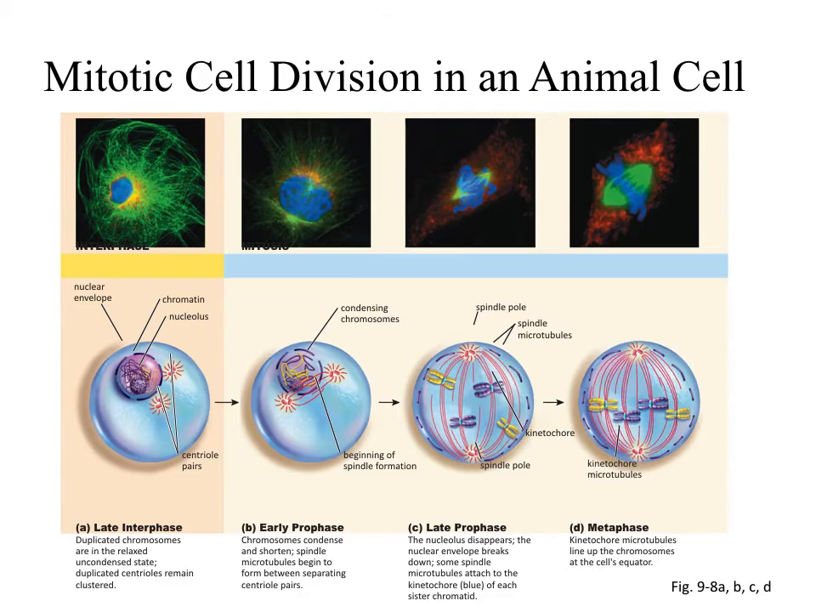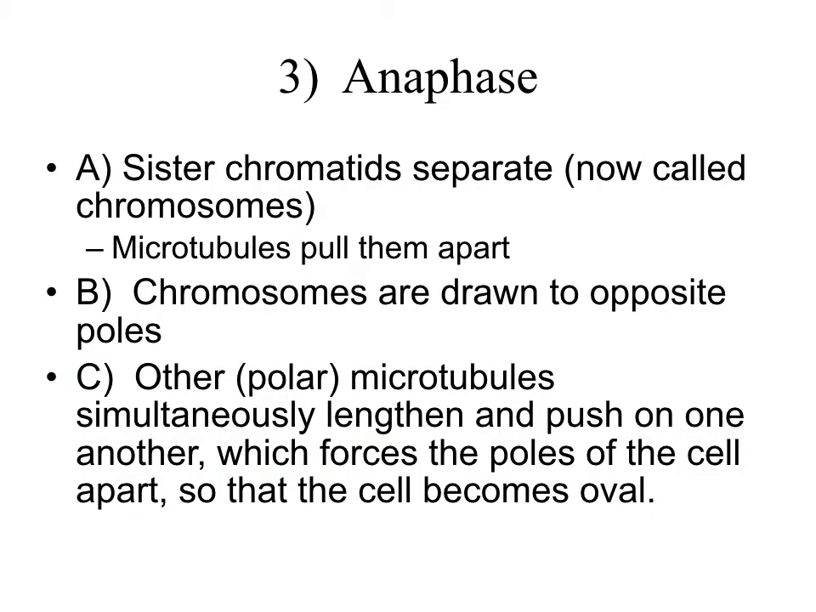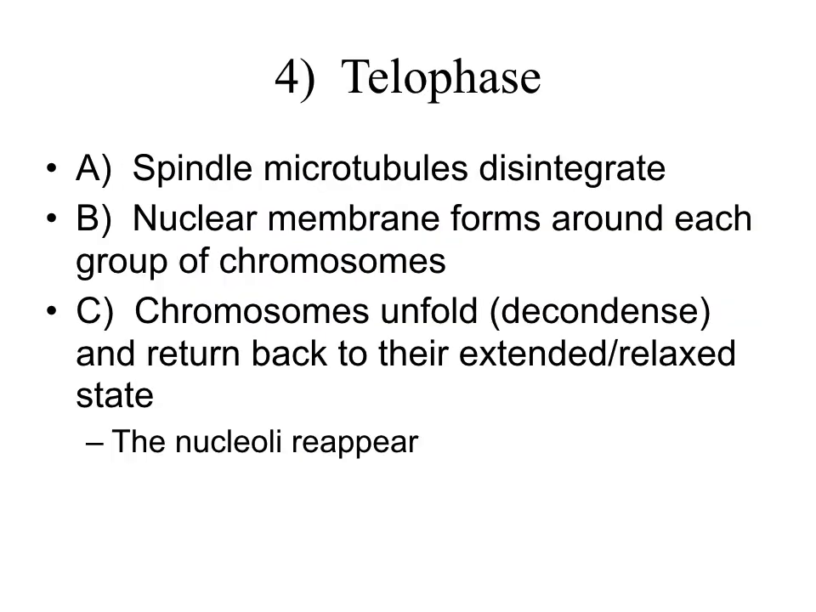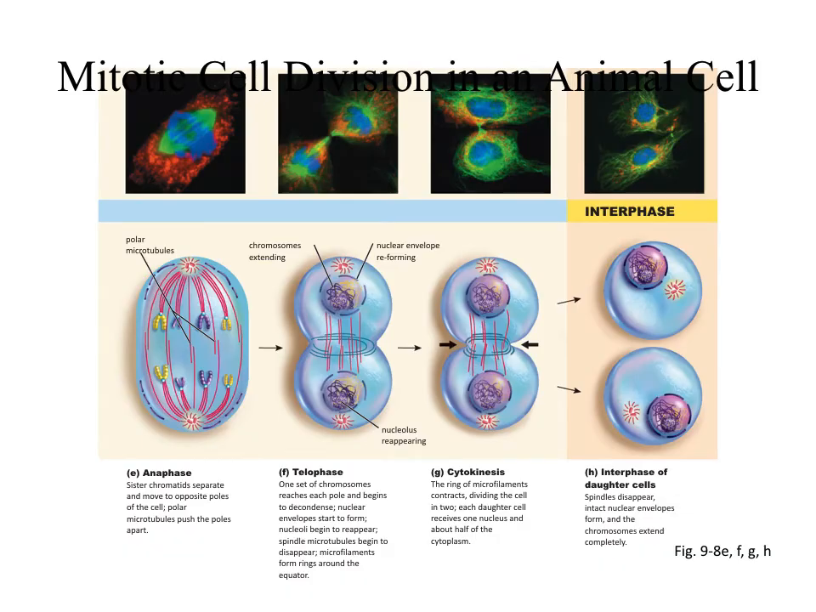Then we have anaphase, where sister chromatids separate, and now they're called chromosomes again. They're pulled apart, and the chromosomes are drawn to the opposite ends. What is the main thing that occurs in anaphase? If you look at figure E, here's the diagram. The sister chromatids are pulled apart from each other. The identical copies are pulled apart, and they go to the opposite ends of the cell.